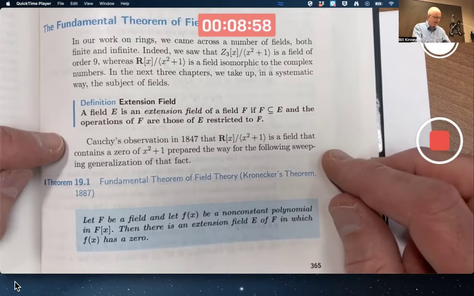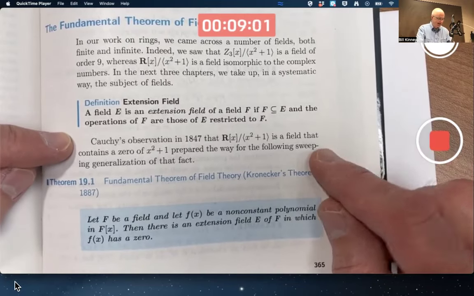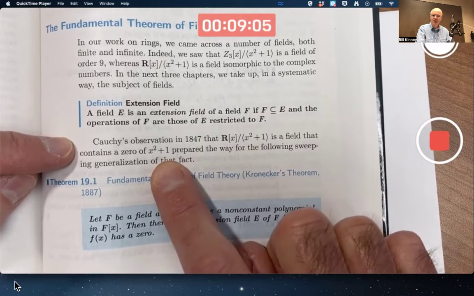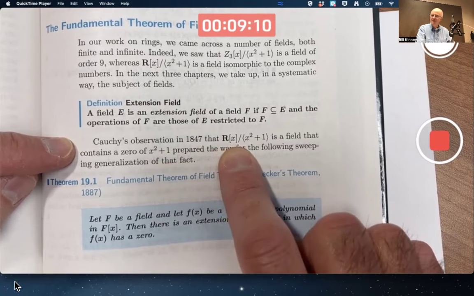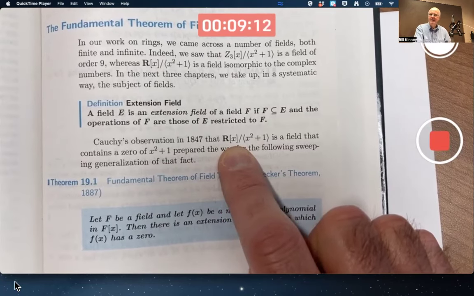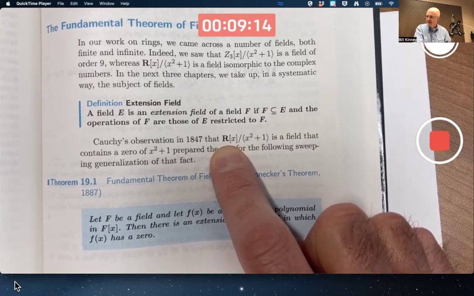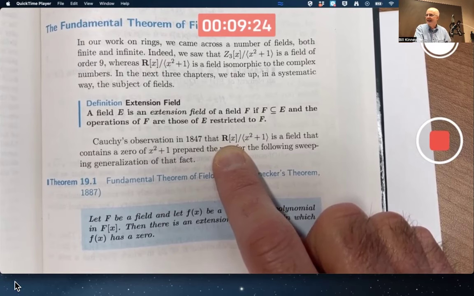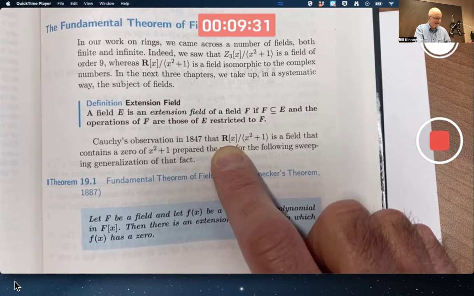Cauchy observed in 1847 that this thing is a field that contains a zero of x squared plus 1. What a weird thing to say. Wait, is that a field? Think about this with me here. R, the real numbers, that's a field, right? The field of real numbers. But R[x], that's not a field. I've emphasized that before. R[x], the ring of polynomials with coefficients from the real numbers, or coefficients from any field, is itself not a field.